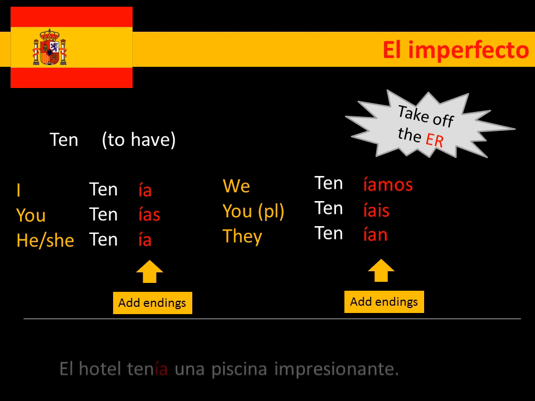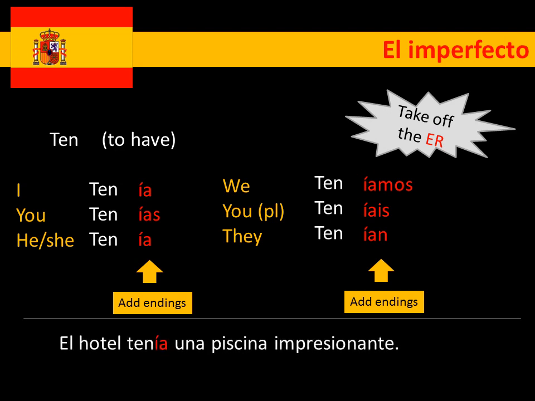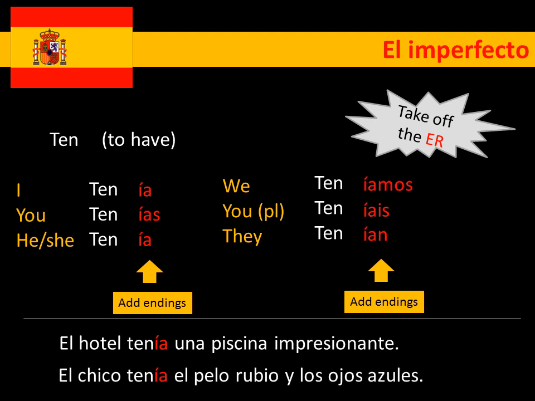Let's have a look at some examples. El hotel tenía una piscina impresionante. The hotel had an impressive swimming pool. Again, we're describing the swimming pool, that's why we're using tenía. El chico tenía el pelo rubio y los ojos azules. The boy had blonde hair and blue eyes. Again, a description.